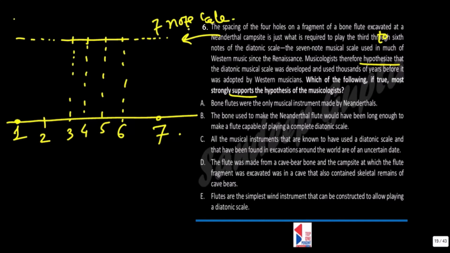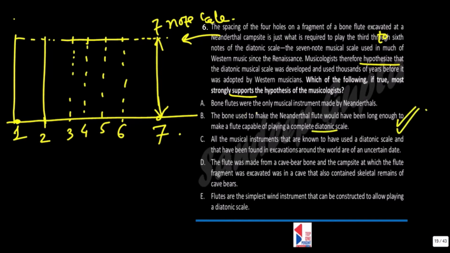So, what would have been the first condition for it to be a 7-note scale? That this bone in its entirety would have been long enough to play all the 7 notes. Imagine if the bone had been shorter than the one required to play all the 7 notes together, then this makes absolutely no sense. Absolutely no sense. So, in this case, we are very clear as to what the answer is, and that is why B.